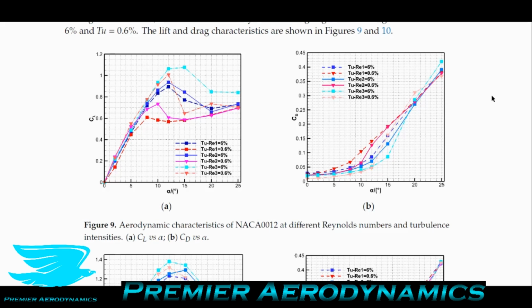But the main difference is when you hit the stall angle, you then get a much greater lift for the higher turbulence intensity. So what this means is the stall angle of attack has been delayed. It's been increased. So why is that? Let's talk about that.